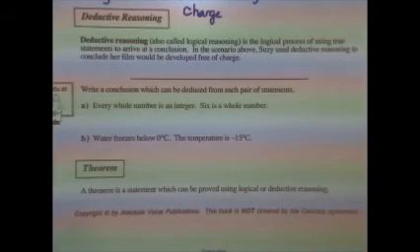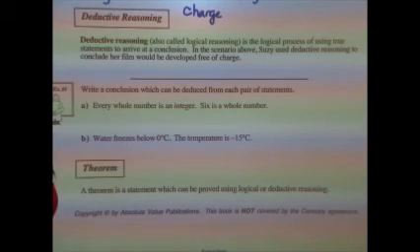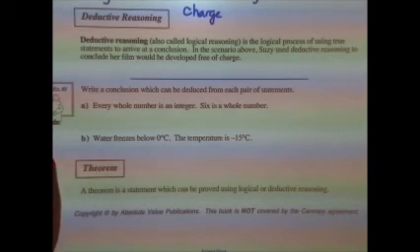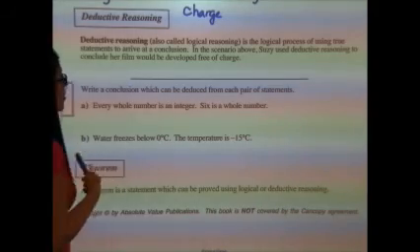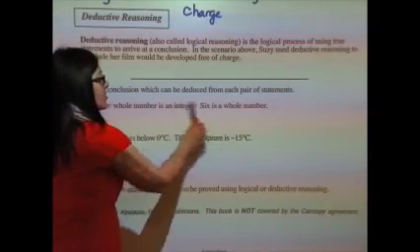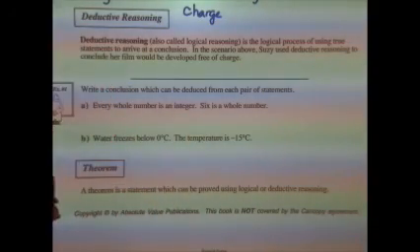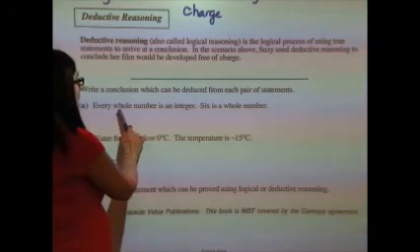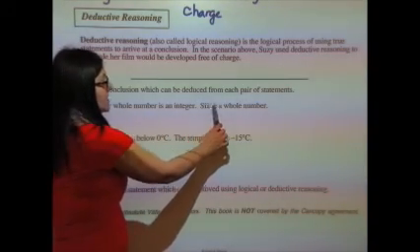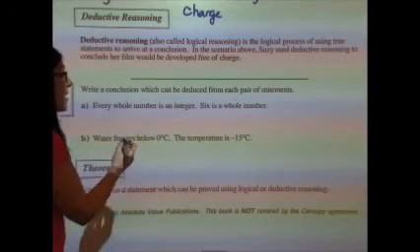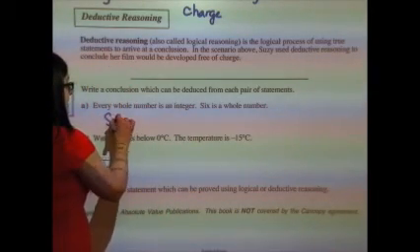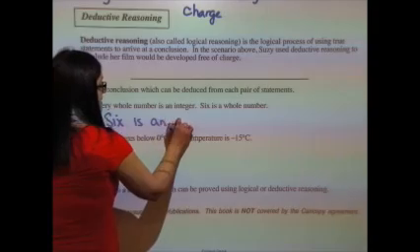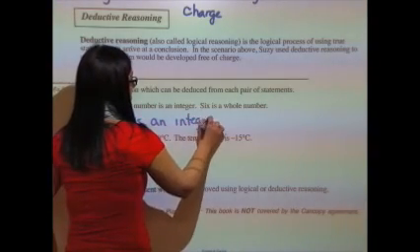So if we look at the next two class examples, write a conclusion that can be deduced from each pair of statements. Every whole number is an integer and 6 is a whole number. So what conclusion can we put if we take these two statements and put them together? Well, we have that a whole number is an integer and 6 is a whole number, so we can conclude that 6 is an integer.